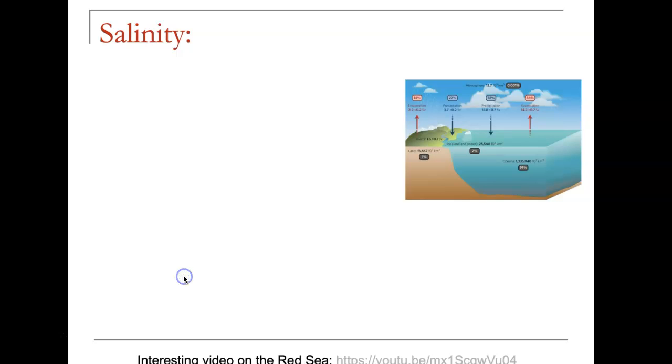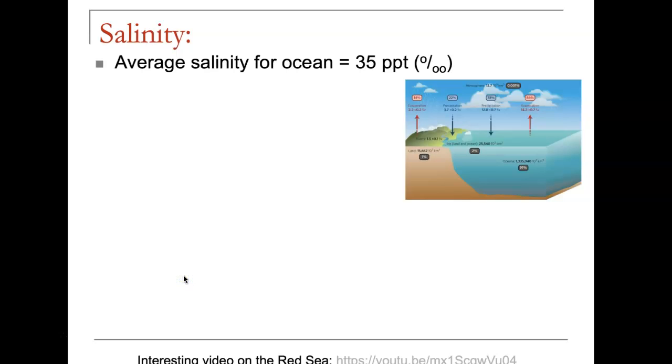Okay, so let's get into this. Again, average salinity for the ocean is 35 parts per thousand, or again, 35 grams of dissolved salts per 1 kilogram of seawater. So it's important that you know the average salinity for the ocean and that it's measured in parts per thousand.